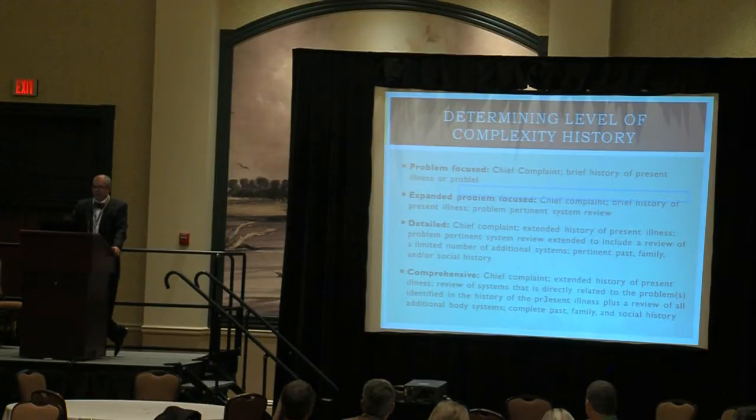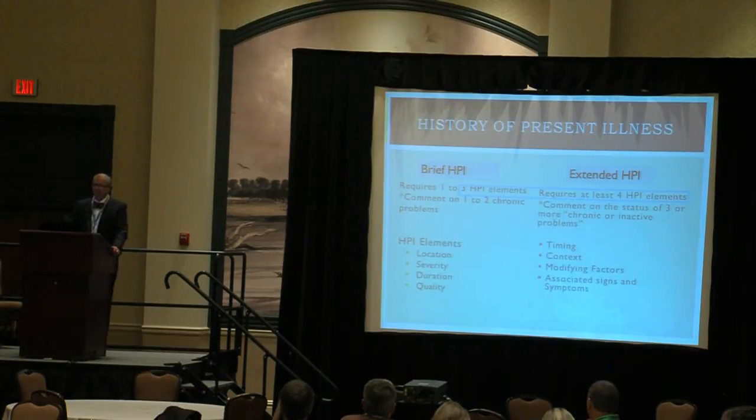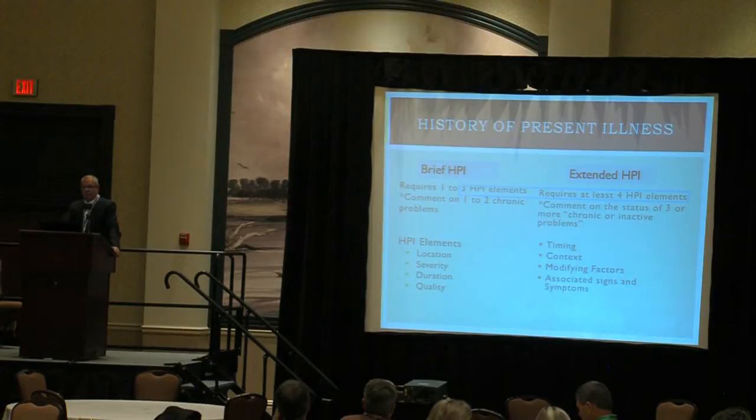Comprehensive, you actually have to do a review of all systems. I would not attempt to bill the comprehensive unless you're working off checklists. You'll miss something. So the history of present illness, for a brief history of present illness, it's 1 to 3 of the elements I listed there, commenting on 1 to 2 chronic problems. You usually want to hit location, severity, duration. Here's the elements listed below for all.